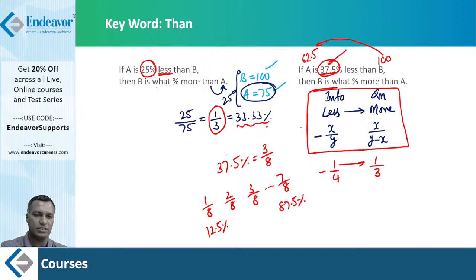A is 37.5% less, nothing but 3 by 8. Write the more side, therefore your answer looks like this: copy this 3 as it is, don't change this 3. When you write the denominator, do this: 8 minus 3. What is 8 minus 3? 5. Write that portion. What is 3 by 5? That's your answer. This is the answer in the fraction form.